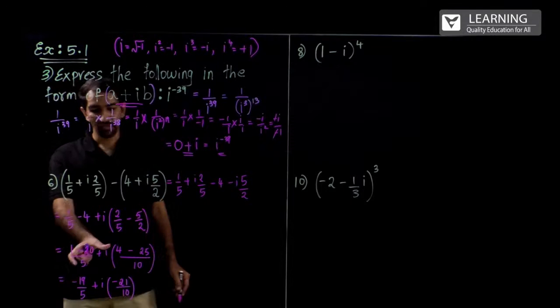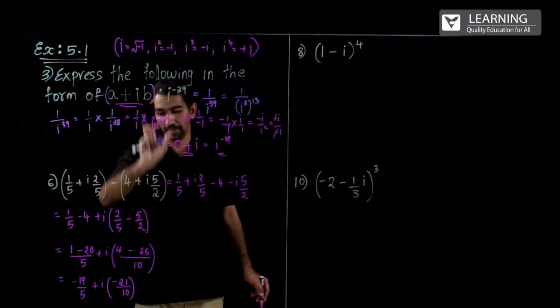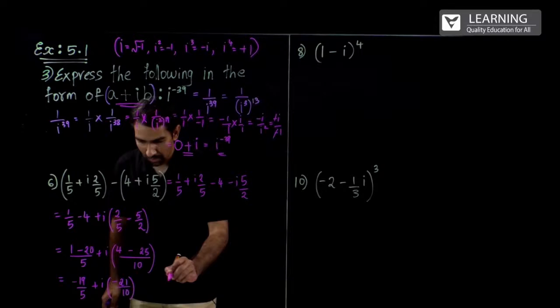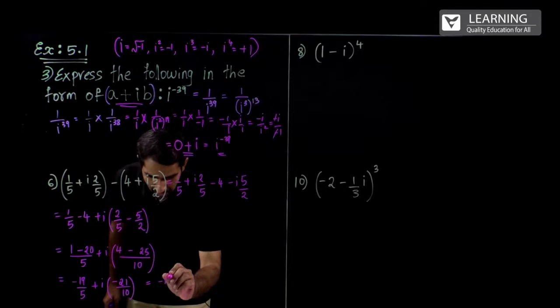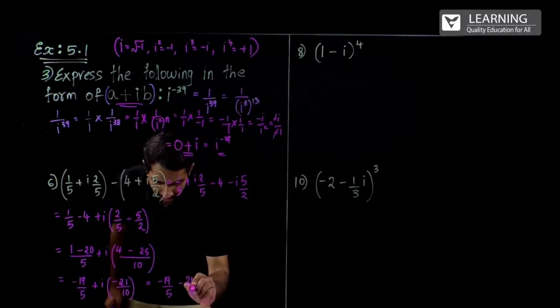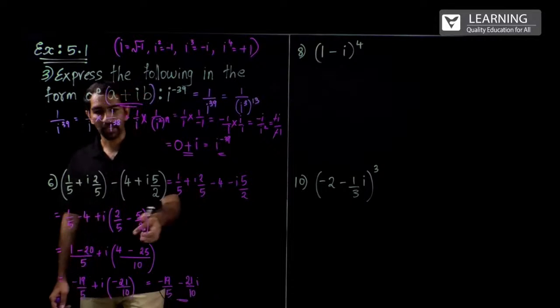Which form should we express this in? We have to express it in the form of a plus ib. So this again can be written as minus 19 by 5 minus 21 by 10 i. So this will be your right answer. So just check it once.